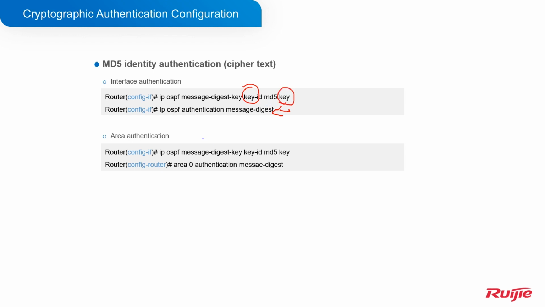Okay. So the area authentication is similar, but for the area authentication, first we have to enter the area. So we use the router OSPF process ID to enter the OSPF process, and then use area 0 authentication message-digest to enable the authentication function. Okay, and then we have to set the authentication information on the interface. So we use IP OSPF message-digest-key with the key ID, MD5, and the key information to set the area authentication key information. Okay, so this is the configuration command.